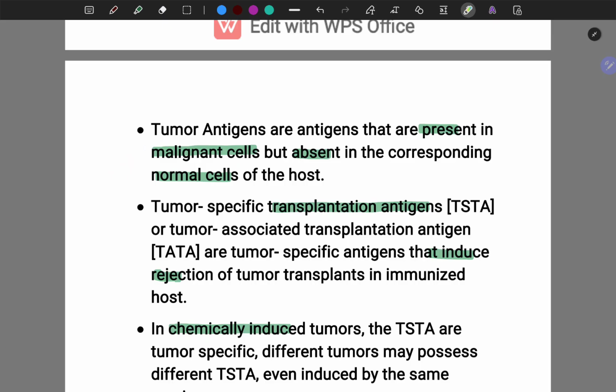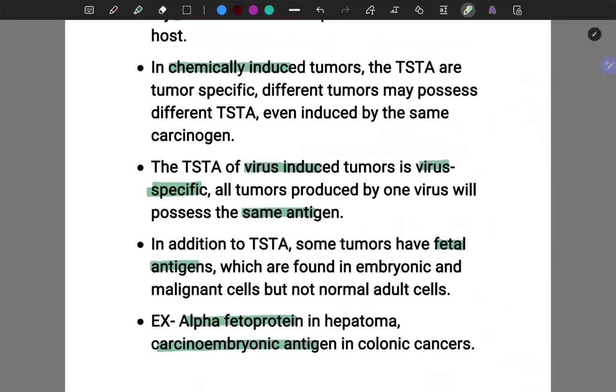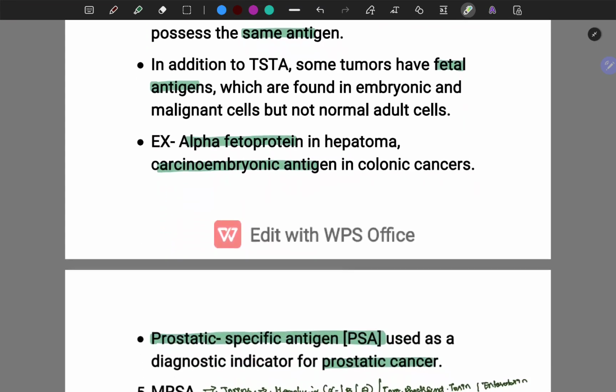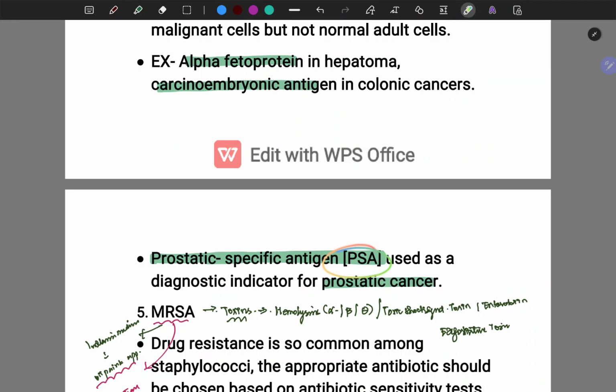There is another one called tumor-specific transplantation antigens. These will induce rejection of tumor transplants in immunized host. So in chemically induced tumors, the tumor-specific transplantation antigens are tumor-specific, and different tumors may possess different antigens, even when induced by the same carcinogen. So one example is alpha-fetoprotein in hepatoma, carcinoembryonic antigen in colonic cancers, prostate-specific antigen in prostate cancer. So just remember this, my point.